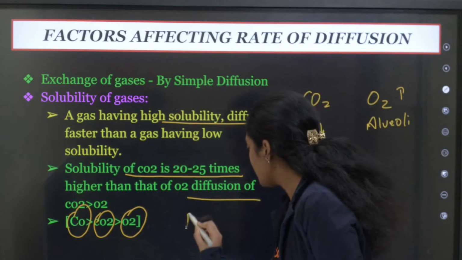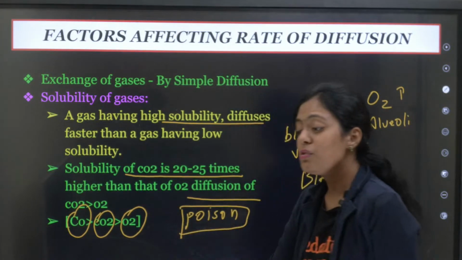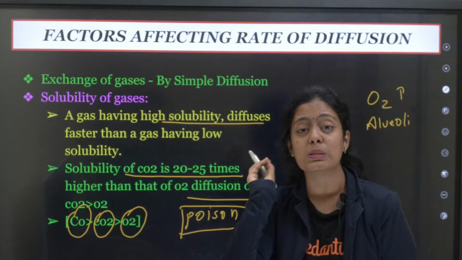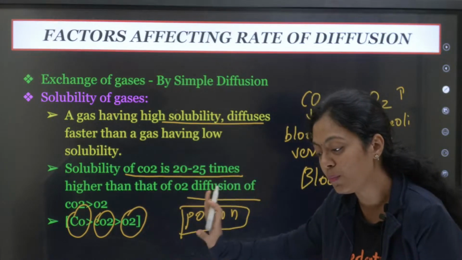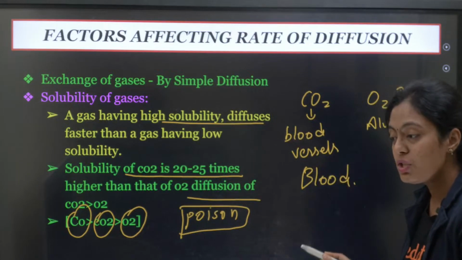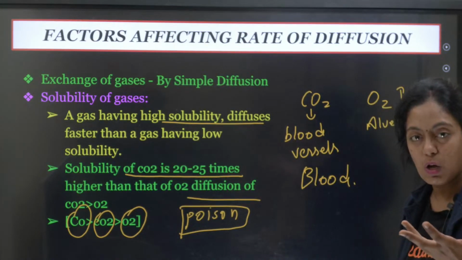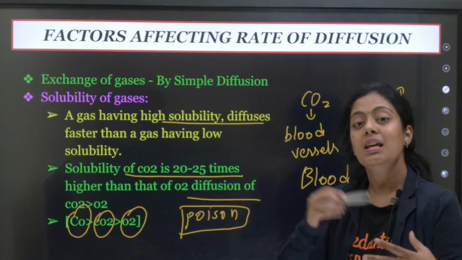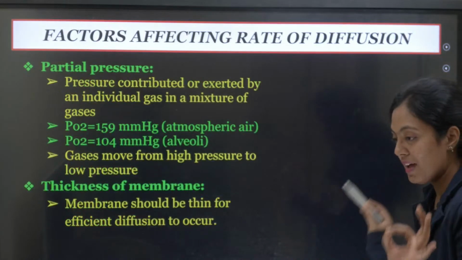Carbon monoxide is a potential poison. This can kill you within a few minutes. That potential poison is carbon monoxide. So the first factor is that diffusion is affected by the solubility of gases. The greater the solubility, the greater the diffusion; the lesser the solubility, the lesser the diffusion. So that's the very first factor.